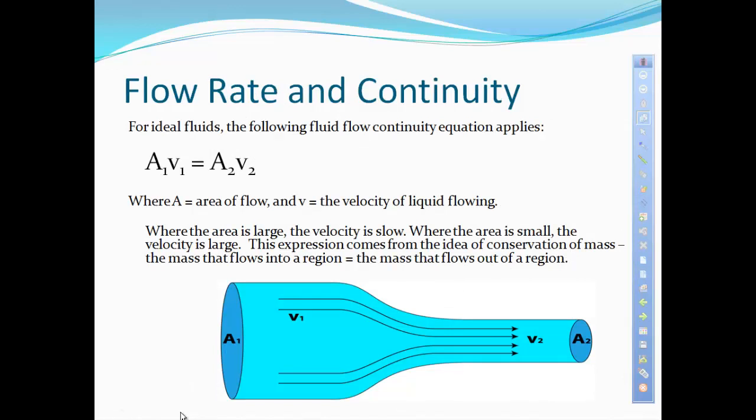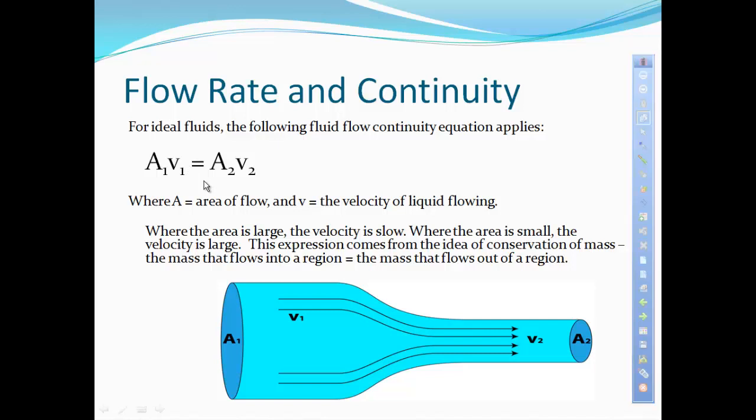Okay, the first thing we need to discuss is the idea of flow rate. This is called volume flow rate. For ideal fluids, the following fluid flow continuity equation applies. The area of the opening times the speed of the liquid through the opening is constant throughout the pipe. So that means that if the area decreases in a pipe, the water speed has to increase. Conversely, if the area increases, the water speed has to decrease. So this value is the same everywhere along the pipe.